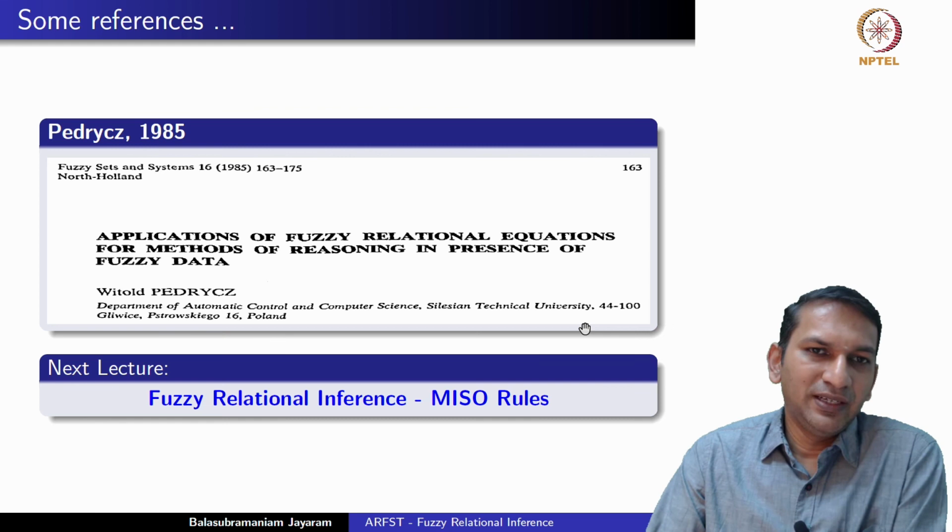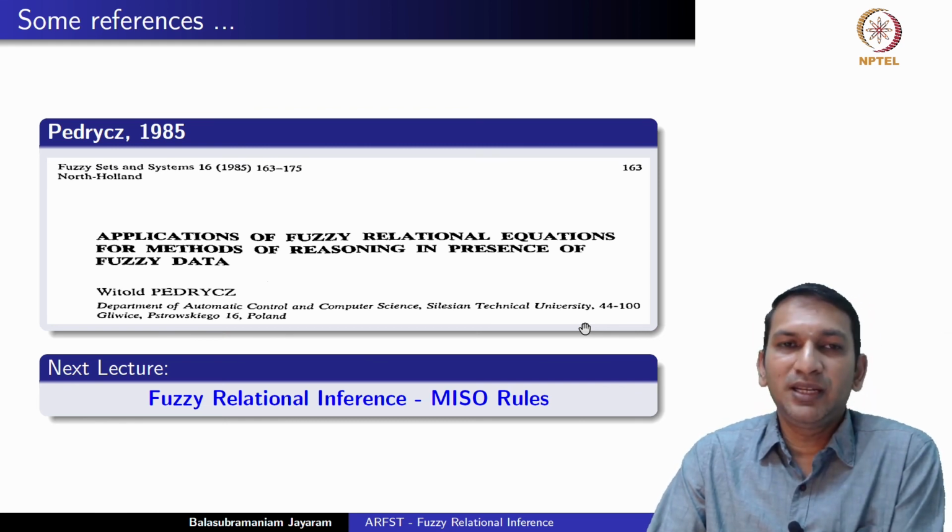In the next lecture, we'll deal with fuzzy relational inference as applied to a single MISO rule, multi-input, single output rule.